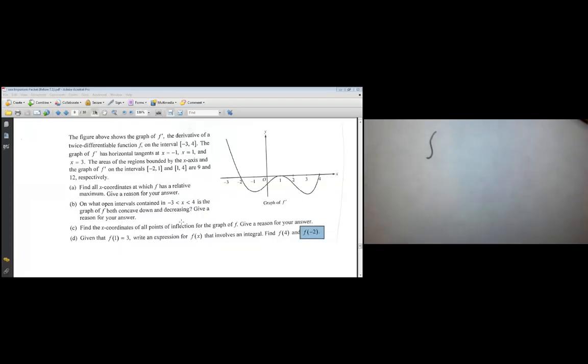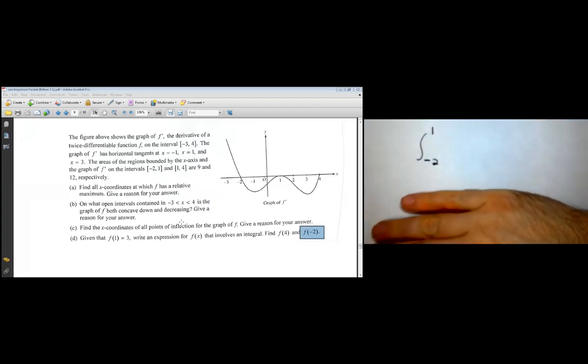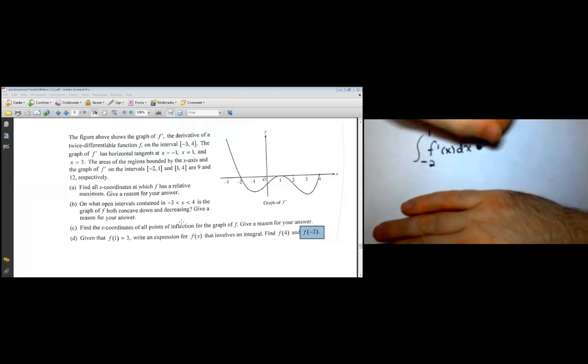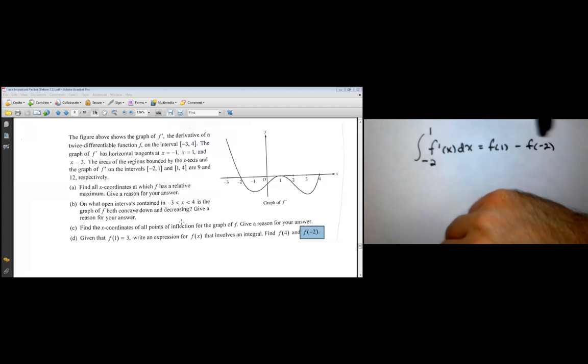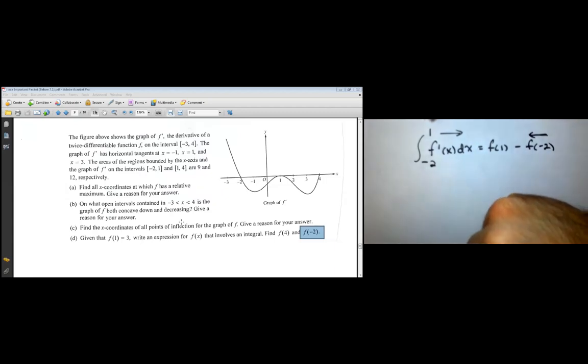Okay, so the integral from -2 to 1 of f prime of x dx equals f of 1 minus f of -2. Which one are we solving for? f of -2. Does it make sense to say that we're gonna move that one to the left? Yes. Well, I ended up doing f of 1 minus the integral, and that equals f of -2.